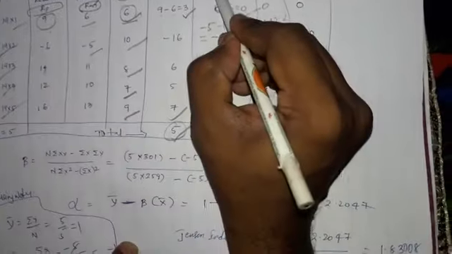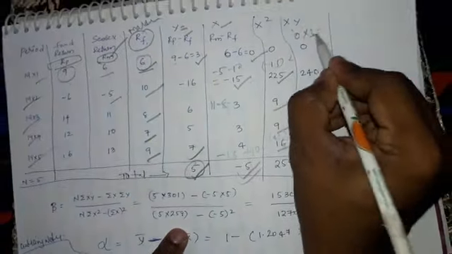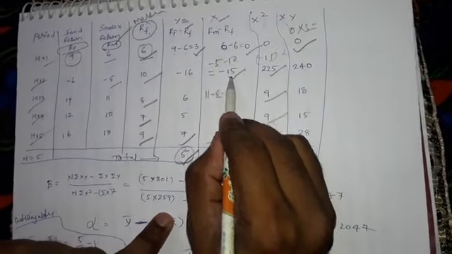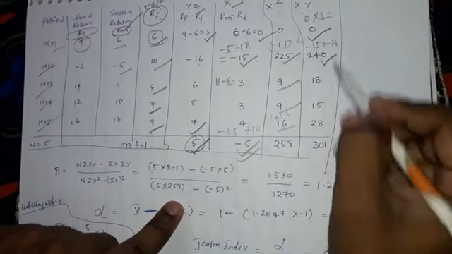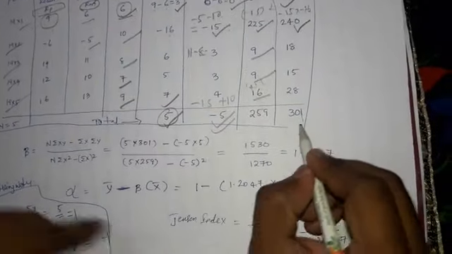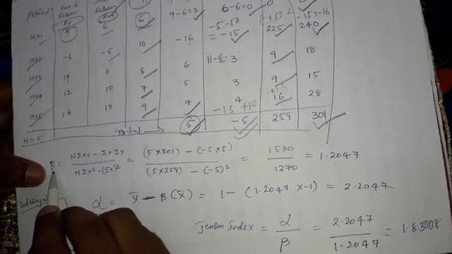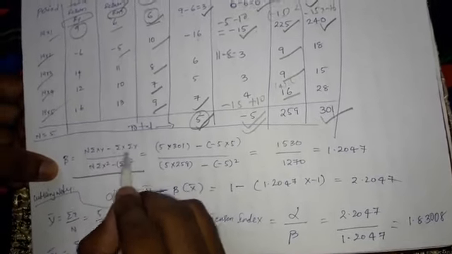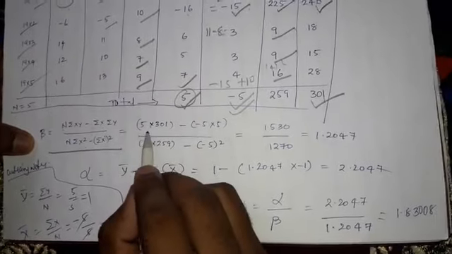Similarly, x into y, right? The first value 0 into 3 we get 0, and the next, minus 15 into minus 16 we get 240, and so on. This total is 301. Now firstly, determine the value of the beta coefficient. Beta coefficient equals n into summation xy minus summation x summation y, divided by n into summation x square minus summation x whole square. Okay, just substitute the values.